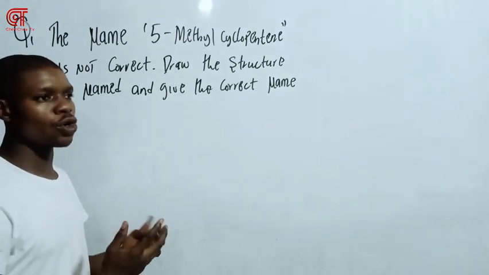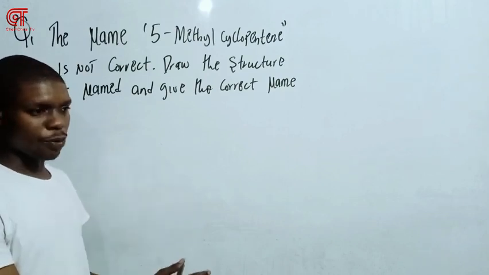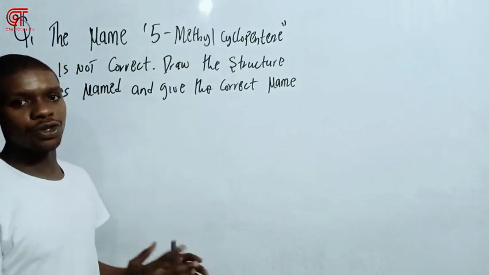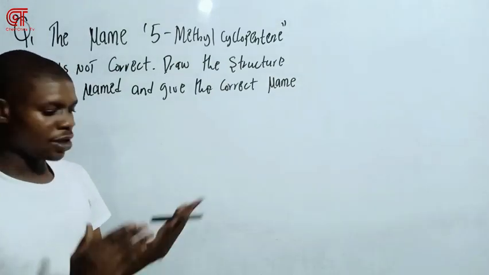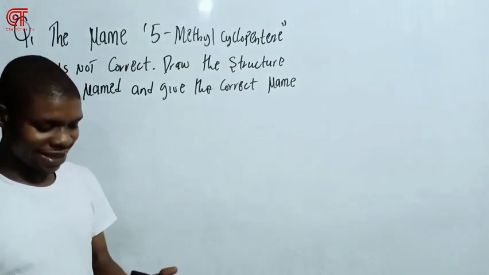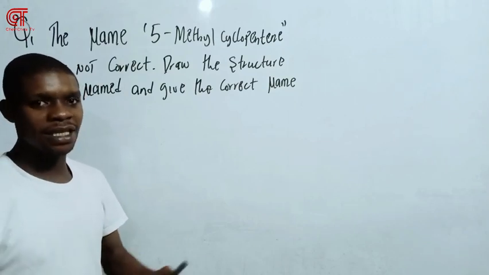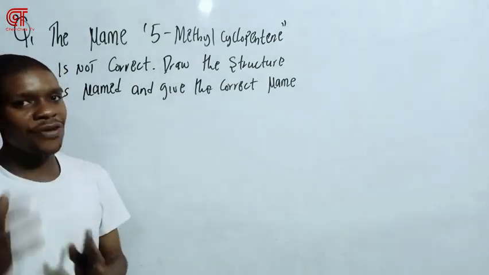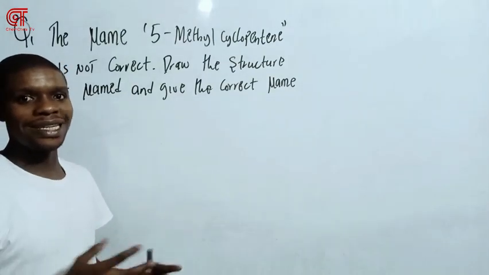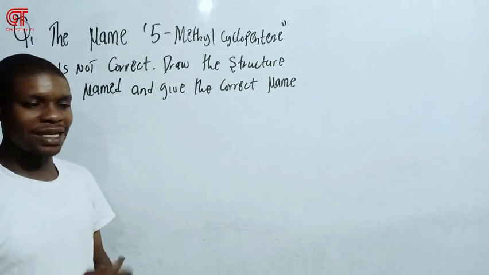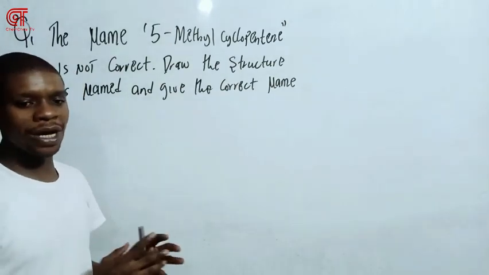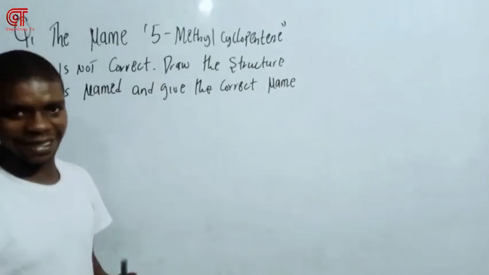First, you have to know how to name organic compounds. If you are following this channel, I've done a lot of videos on nomenclature of organic compounds: alkanes, alkynes, cycloalkenes, ketones, aldehydes, and the rest. So if you are still not that good at nomenclature, look at the description below. You will see a link that takes you to my playlist.